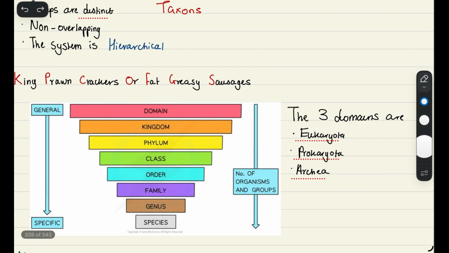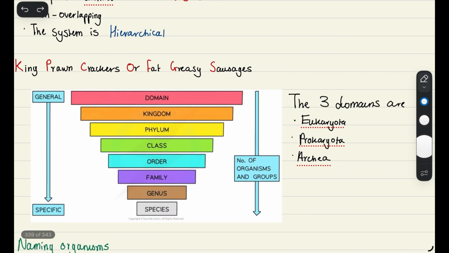What we also need to know is you've got 3 domains: eukaryota, prokaryota, archaea. Now, eukaryotic and prokaryota, you already know. Archaea are like your bacteria that live in extreme conditions, like in volcanoes. I would say you don't need to know much about them, but that's pretty much it. Very similar to bacterial cells, to be honest.